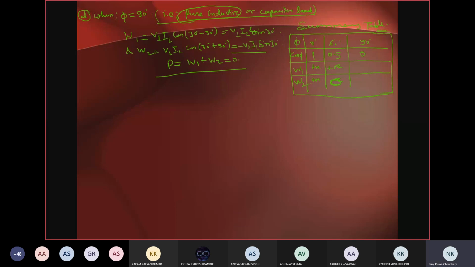And when phi is equal to 90 degree, the reading of wattmeter 1 was positive and the other was negative. In this condition, W1 was equal to minus W2, right? So in this way, the load power factor affects the reading of the 2 wattmeters connected in a 3-phase system. So this is all about the measurement of power in a 3-phase system.